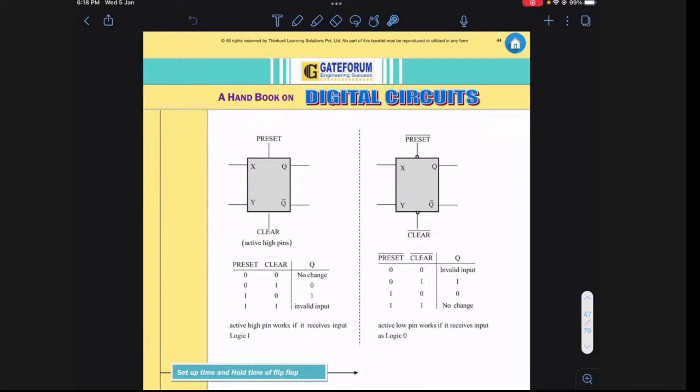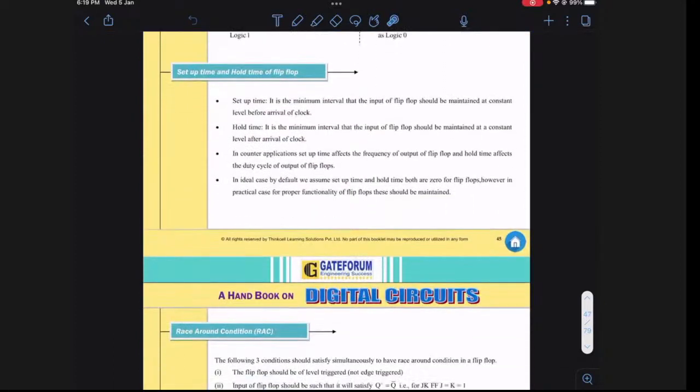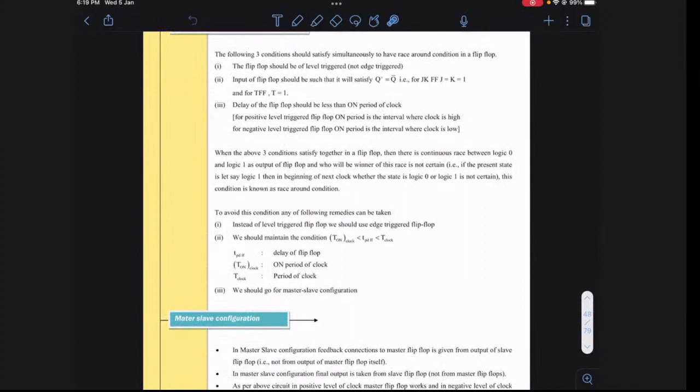So in this case, because it's active low, if I'm giving here 0, then preset is activated, you will get here 1 and this is 0. But if I give this 0, that means this is 0 and this is 1. So this is the function of the preset and the clear.